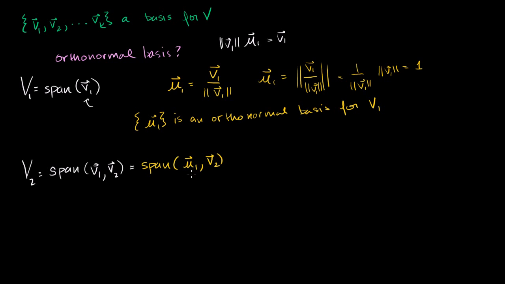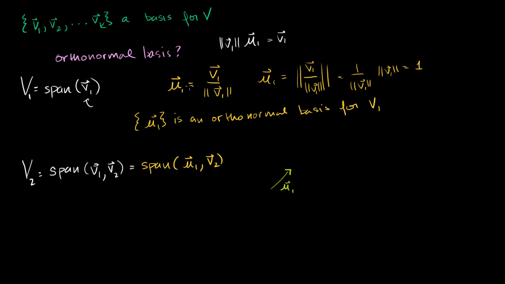But how can we ensure that this is an orthonormal set? So what do we do? Let's graph it. This is going to be a plane in Rn. So let's just make our video board here the plane. We have u1, which is a unit vector. It has length 1. So that is u1.